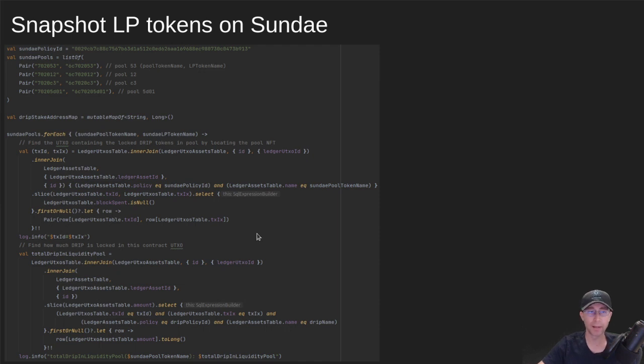Next, we want to find how much DRIP token is also stored in that UTXO, because that same UTXO that holds the pool token will also hold the big bucket of DRIP tokens that are locked in that contract. And so we're basically doing the same thing, looking up that exact UTXO, but this time we're filtering for just the DRIP policy ID and the DRIP token name, and just looking at how many tokens are on that UTXO. So that's the first bit of information we need to know: the total bucket size of everything that's in this particular Sunday pool.